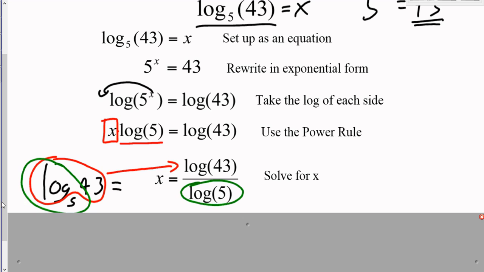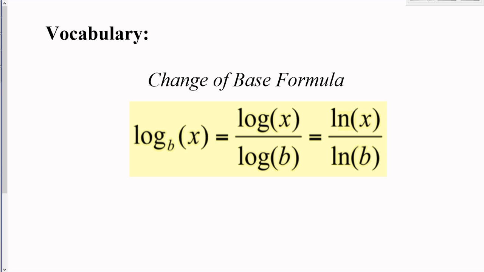Okay, so this is what we call our change of base formula. So log base b of x is equal to log of x over log of b. Or we can do ln of x over ln of b, because all that matters is that the base in the numerator is the same as the base in the denominator. And we choose base 10 or ln because that's what our calculator has.